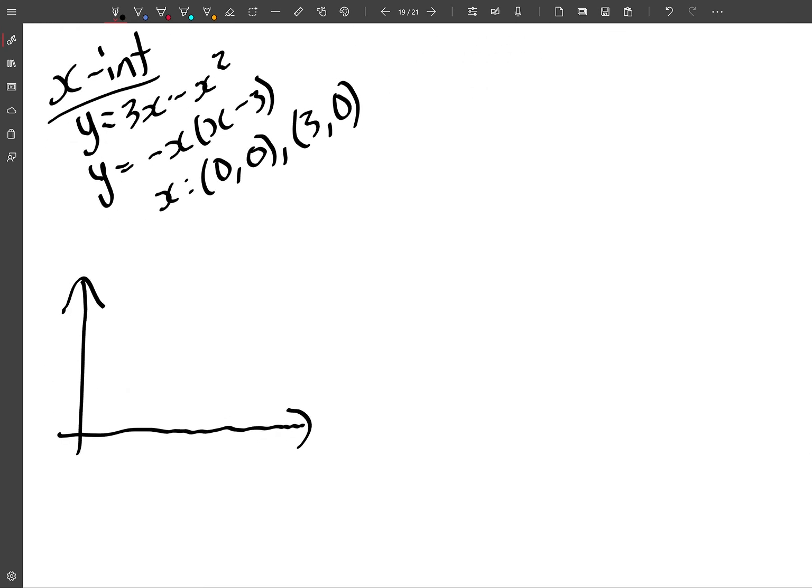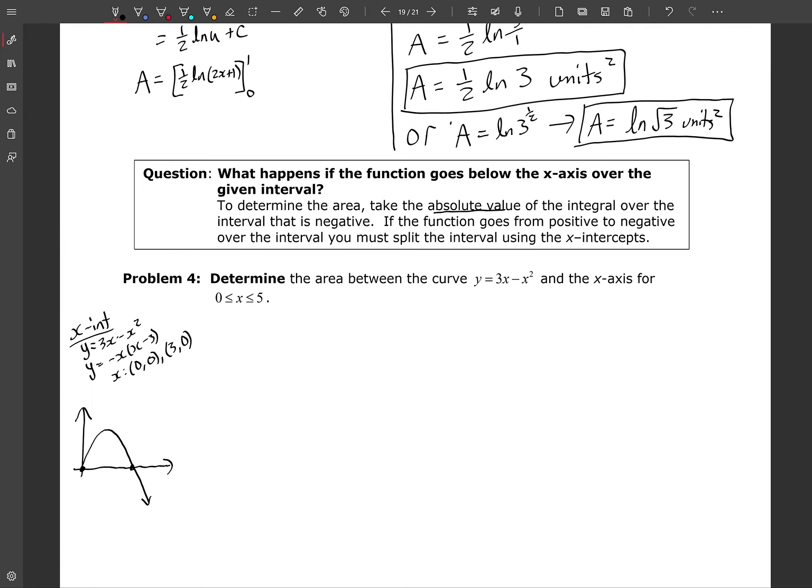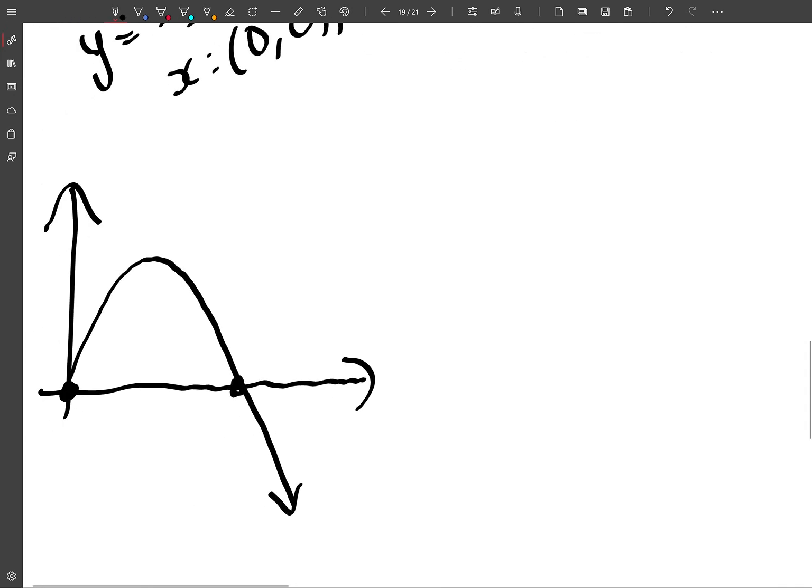All right, so to draw this, I have an intercept here, and I have an intercept here, and I know that this is a quadratic, so I know that it's going to be, that was my cat going insane. So I know it's going to look something like this, because it's a quadratic with a negative x squared term, so it's going to be opening downward. And so what I'm looking for is the area between 0 and 5. Well, here's the thing. My 0 is here, but I cross the x-axis at 3. So 5 is over here.